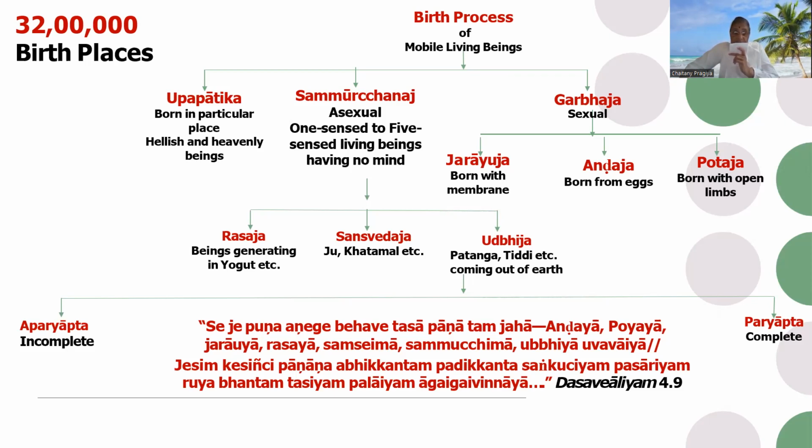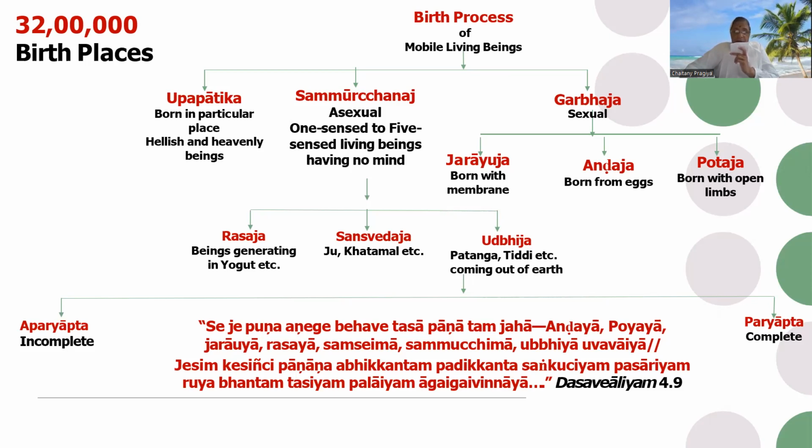Here you can see there are certain living beings that are also recognized as Samurchim, and these Samurchim living beings are also divided into three categories. One is called Rasaj, the other is called Sansvedaj, and the third is called Udbhij. Rasaj means beings generating in yogurt, etc. In milk or yogurt or such kinds of juices, whatever living beings or microbes or bacteria there are, they come under this category.